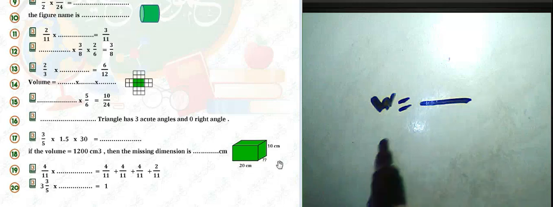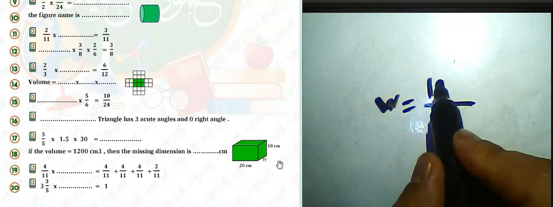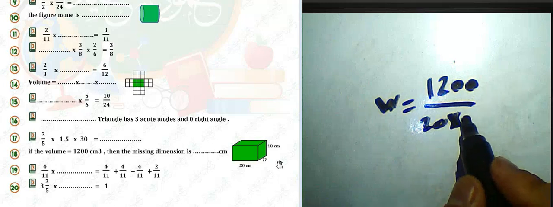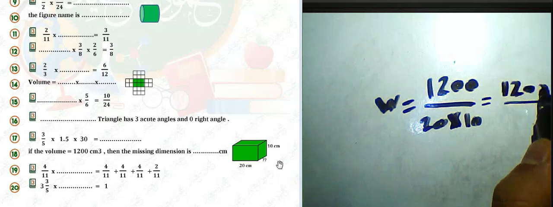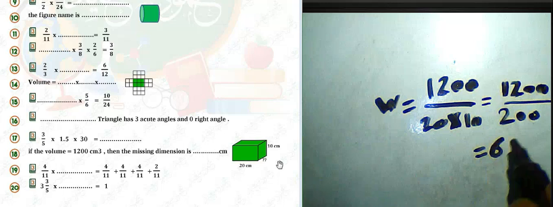The volume equals 1200 cubic centimeters, and in the measured dimensions here we want to find the width. Width equals volume over length times height. Okay, we can find the width of this cuboid by dividing the volume 1200 over 20 multiplied by 10. 1200 over 200, the result will be 6. You can cancel the double 0 with the double 0. 12 divided by 2 equals 6 centimeters.